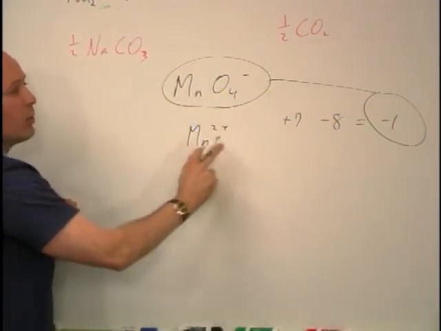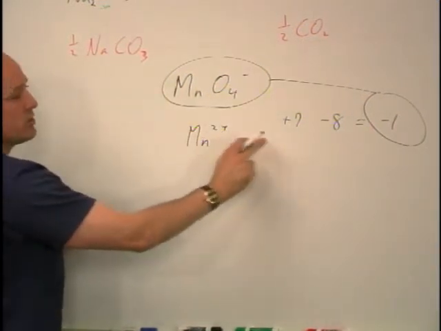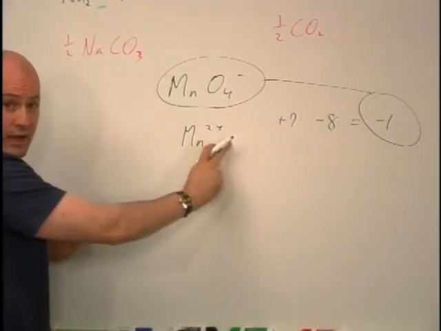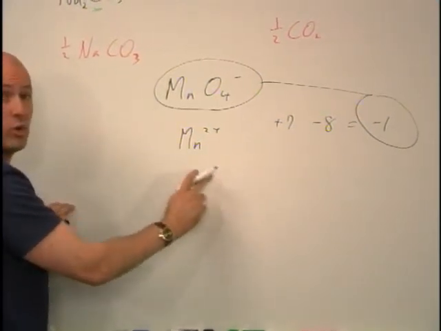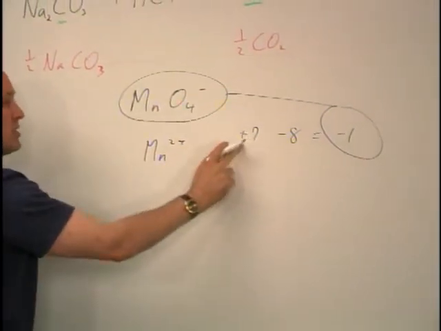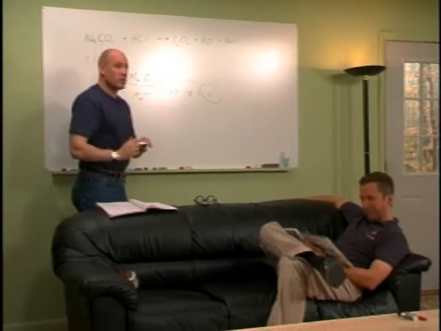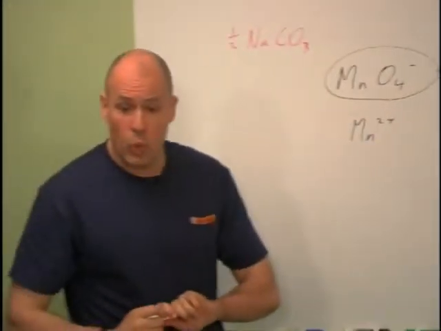And then we're going to go from there to a 2+. So we go from a +7. Now, notice 2+ is the ionic state, the charge. +2 then is the oxidation state. So from a +7 to a +2, that's a decrease of 5. Answer choice C. Question 26.